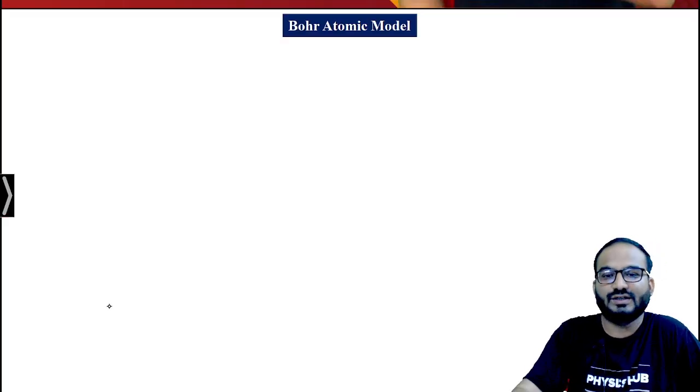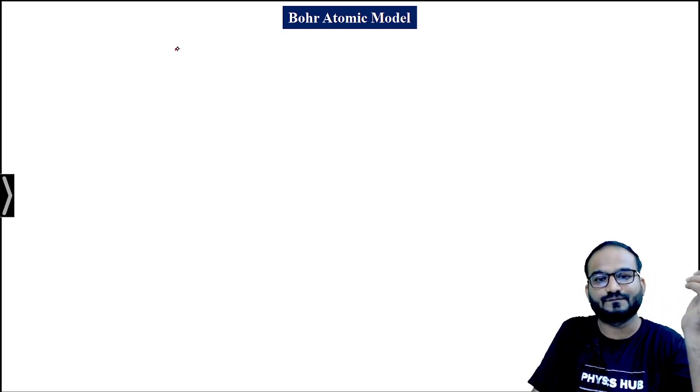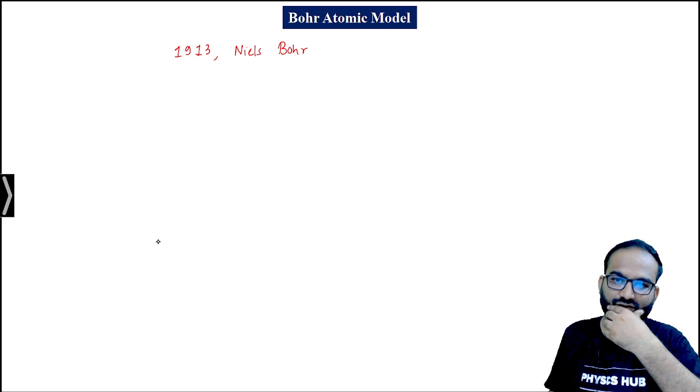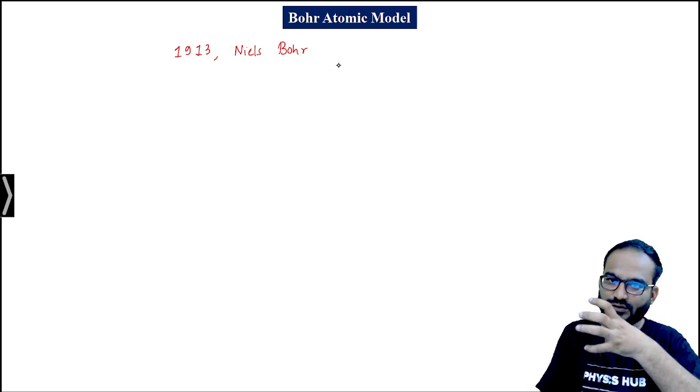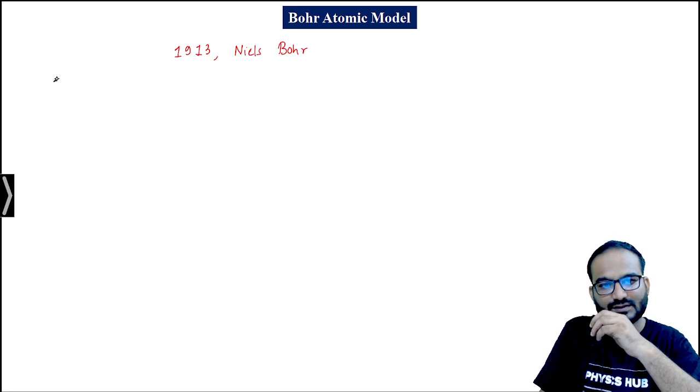So what are the main postulates in Bohr atomic model? In 1913, Niels Bohr gave his Bohr's atomic model, and this Bohr's atomic model was based on three postulates. Okay, what was the first postulate?